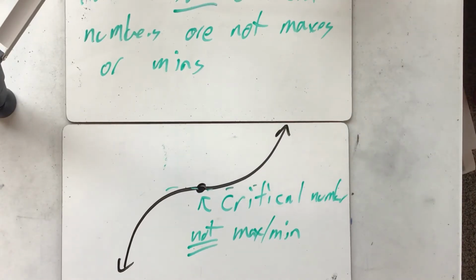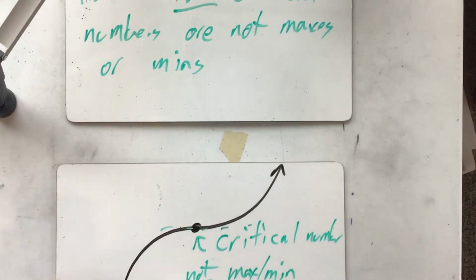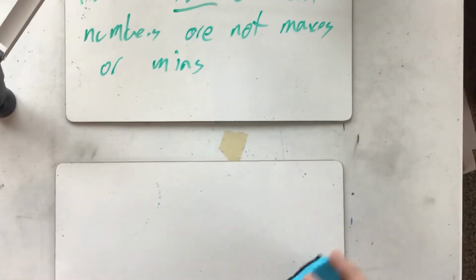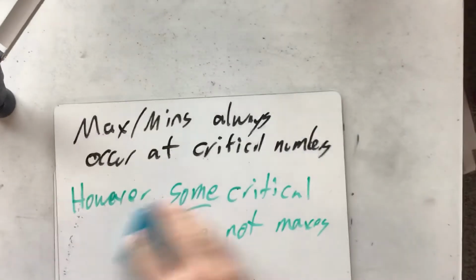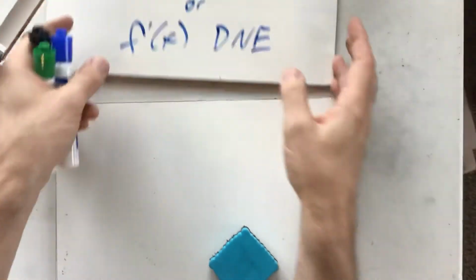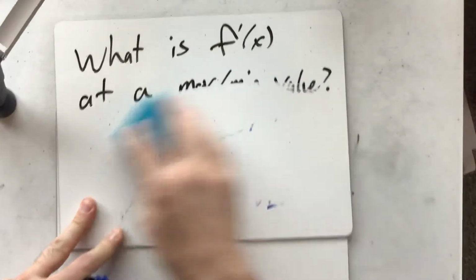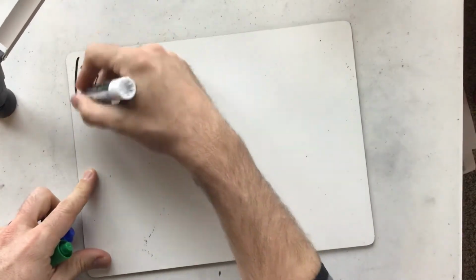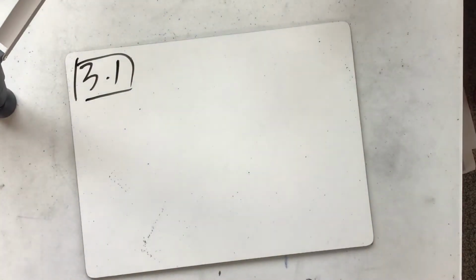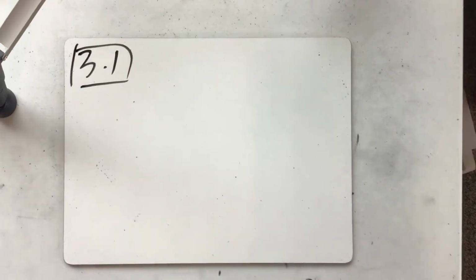So let's take just a moment and find some critical numbers for a problem. We're going to do problem 3.1. What you should do right now is pause your computer and at least try to take the derivative of 3.1. After you take the derivative, try to find your critical numbers. So now's a good time to pause and come right back.